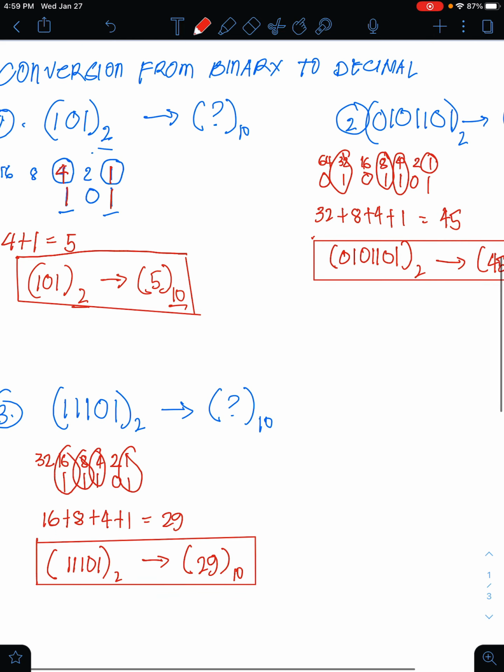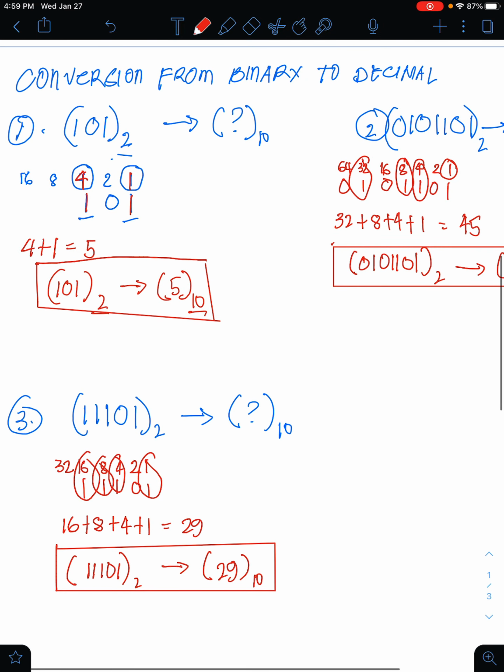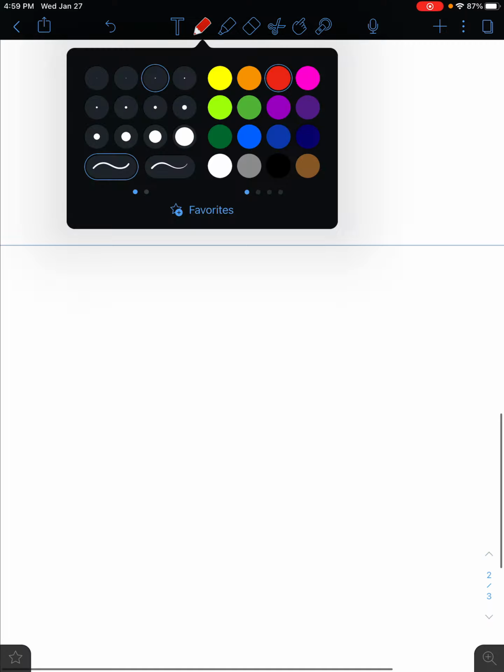Okay. Now, what if vice versa? We will be having conversion from decimal to binary. So, conversion from decimal to binary.